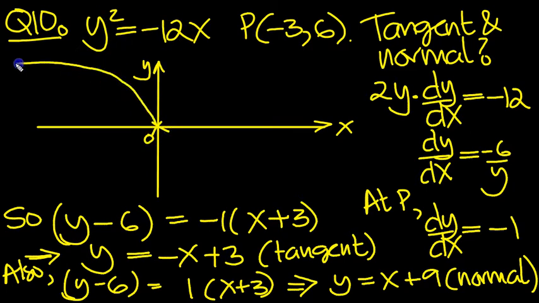So let's do that then. Try and draw it as symmetric as possible. So there's the sketch of the parabola. Now we were asked to draw the tangent and normal at minus 3, 6. Let's put that in there. That's minus 3. This is 6.